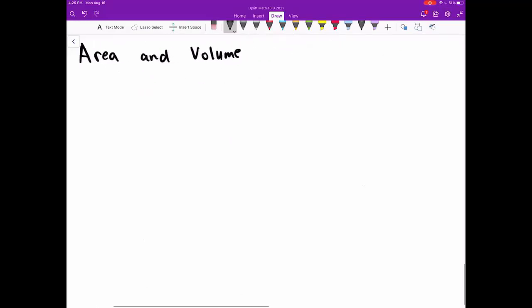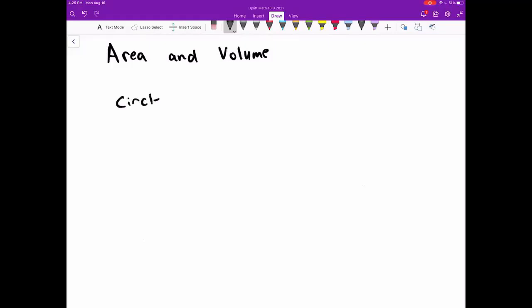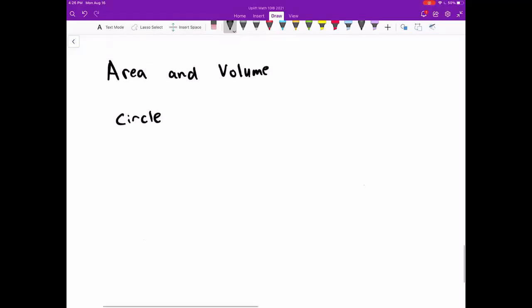Area and volume. Let's start with a circle. I think these are pretty basic. Yeah, it's just review. Do you want to do the sector and arc stuff? Not really, because it's not tested in grade 10. It's a math 12 thing. True. Okay, let's do circle.